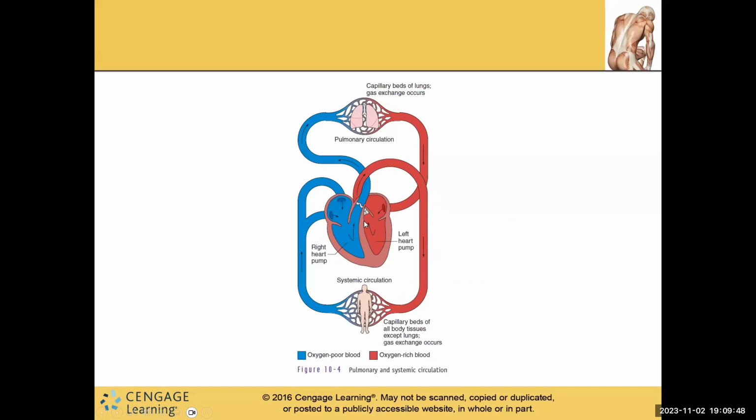Here we see it. Blood comes. The blue means it's deoxygenated. So it comes into the right atrium, right ventricle, pushes out of the right ventricle into the pulmonary artery, into the lungs.